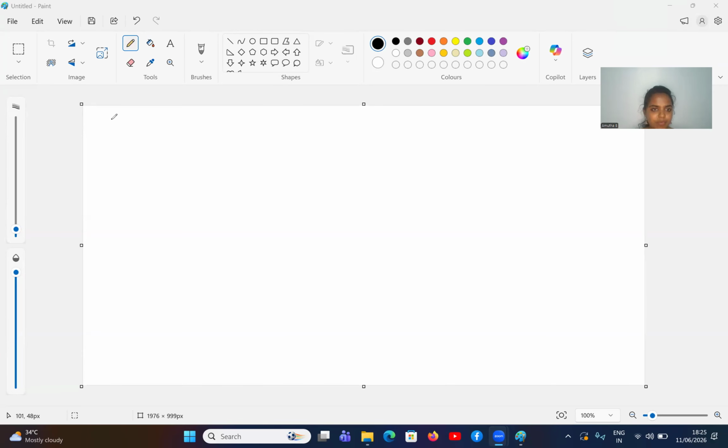So, good morning, everyone. Today we are going to learn about some basic concepts of linear transformations. Before that, we should know about the vector space. The main concepts are the vector space.